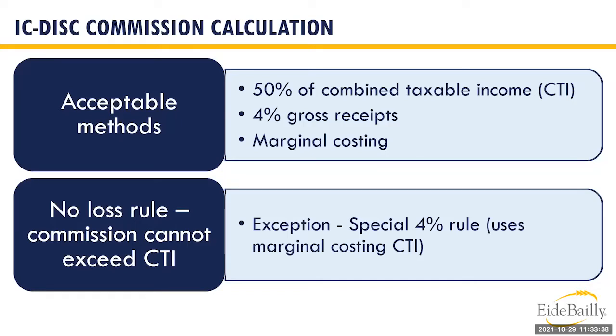There is an exception to the no loss rule. This is called the special 4% rule, which uses the marginal costing combined taxable income to calculate that.